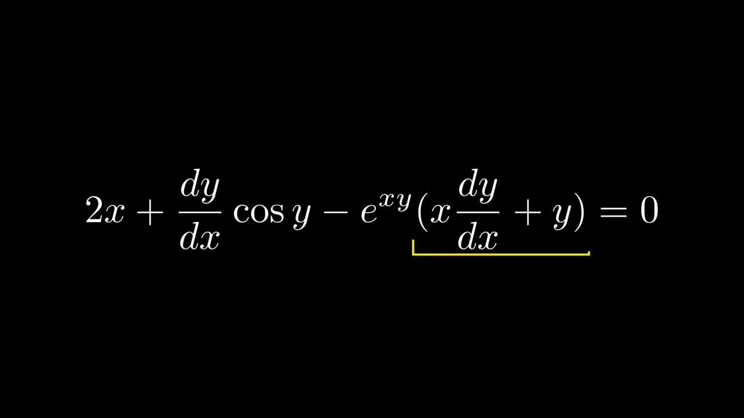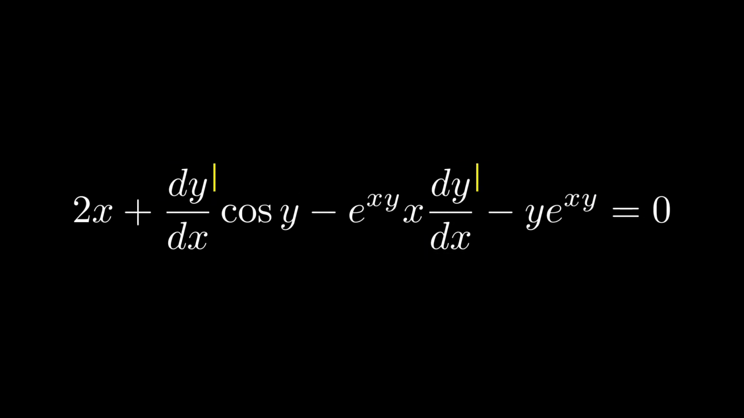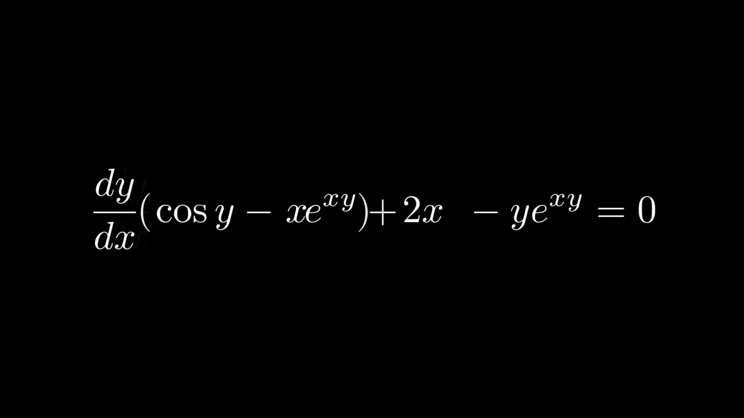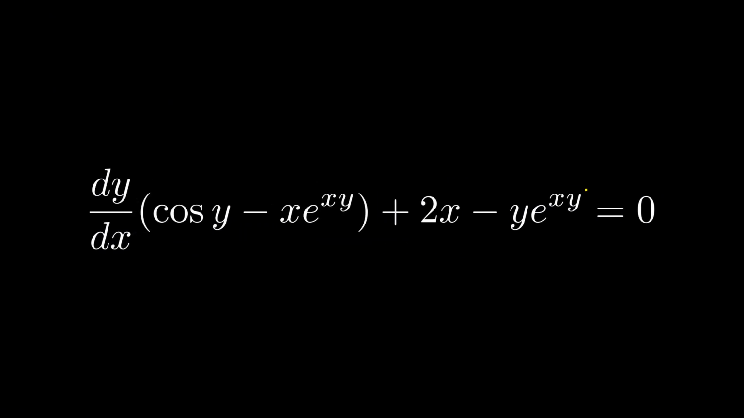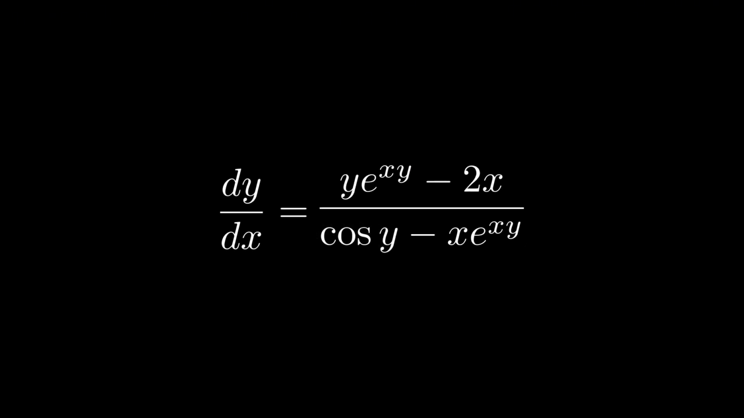And now we'll expand this bracket and then collect all like terms that have a dy/dx in them. Then take everything without a dy/dx over to the other side of the equation and then divide by the bracket that's next to the dy/dx. This will give us our final answer. Not a very nice function, but that's what the answer is.